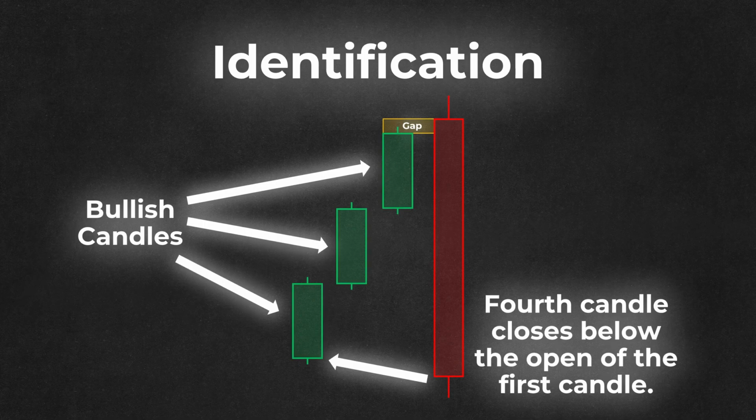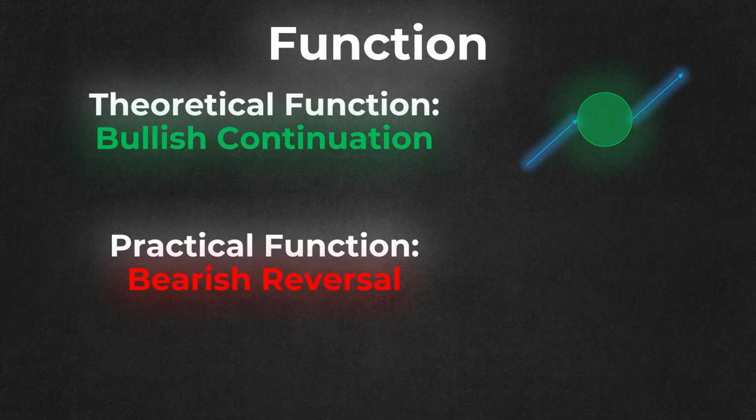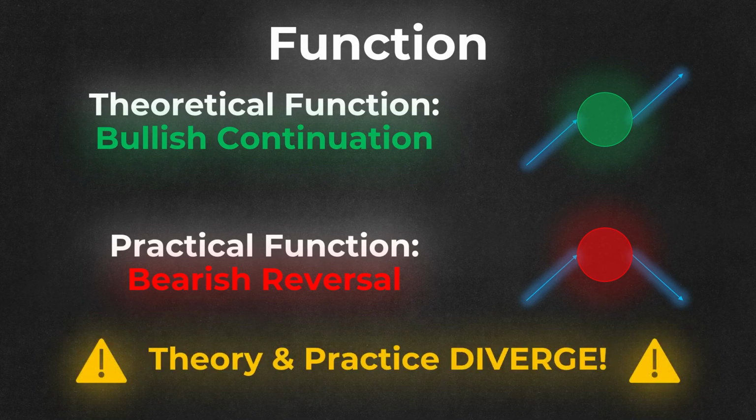This pattern is formed by 4 candles. The first 3 are bullish candles, and the fourth is a bearish candle that opens with a small gap up and closes below the open of the first candle. The bullish 3-line strike is classified as a bullish continuation pattern. In other words, it's supposed to signal a continuation to the upside after an upward movement. However, in practice, this pattern works as a bearish reversal, meaning that it signals a reversal to the downside after an upward price movement. As you can see, the theory diverges from the practice.